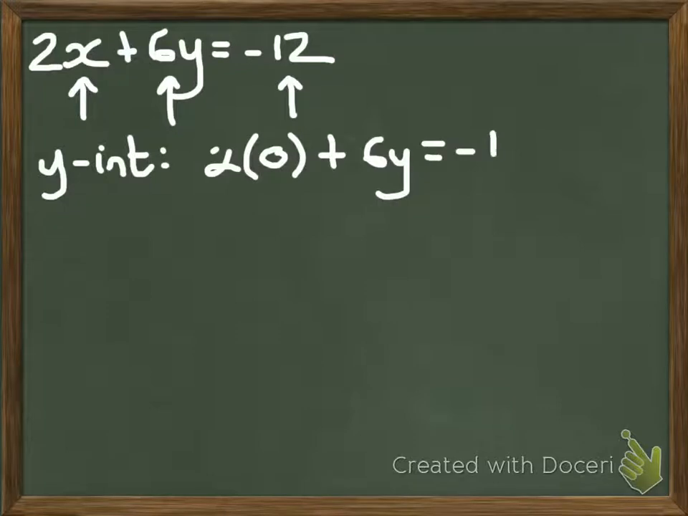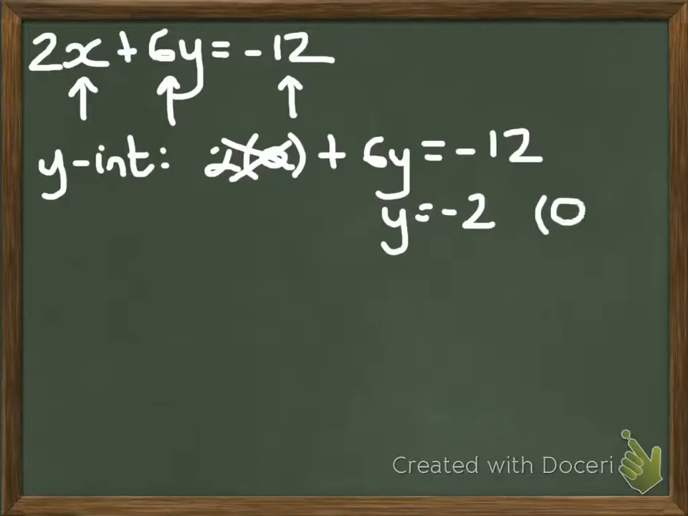Now obviously 2 times 0 is 0, so we can basically ignore that. 6y equals negative 12, so y is negative 2. So in terms of points, what did we discover? That when x is 0, y is negative 2. That's a point on your y-axis.